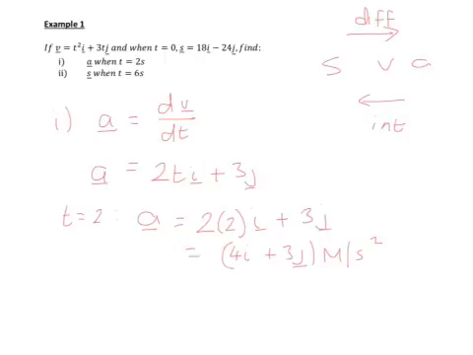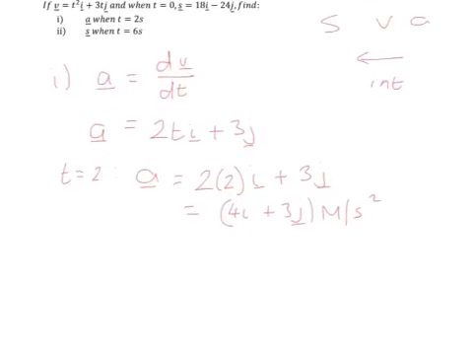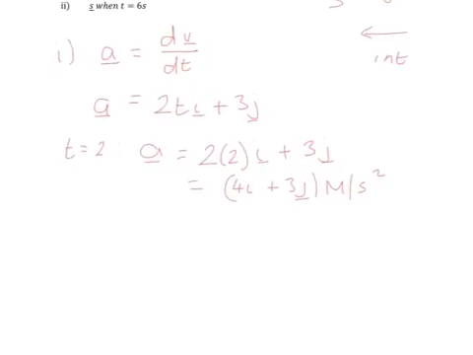For part 2, we want to find s when t is equal to 6. So in order to find s, we're going to have to integrate what we have for v. And again, that's going to be with respect to t.